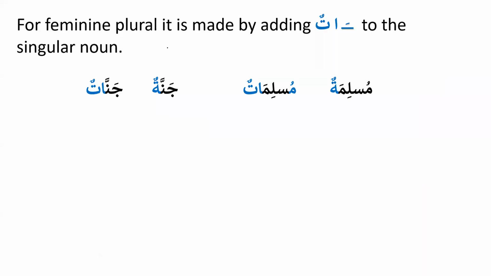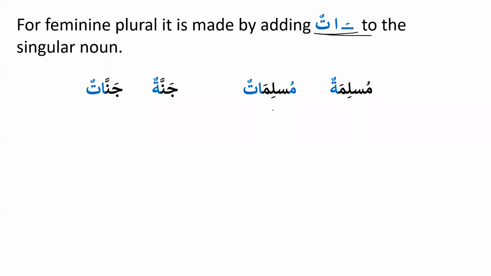Okay. The feminine plural does not have broken plural. It is always like this. It will always be called sound plural. It does not have broken plural. It only has sound plural. And how do we construct it? How do we make it? For feminine plural, it is made by adding fatha and then atun to that. So it becomes atun, as we can see here.